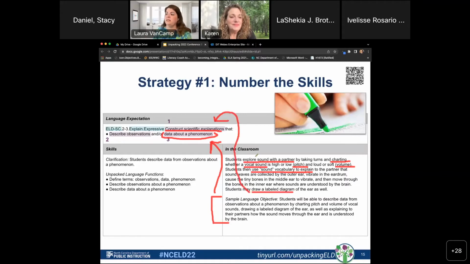Look at this. The objective says, students will be able to describe data from observations about a phenomenon by charting pitch and volume of vocal sounds, drawing a label diagram of the ear, as well as explaining to their partners how the sound moves through the ear and is understood by the brain. So it hits everything, every single piece perfectly. All right, so that's a great example of how to number those skills.